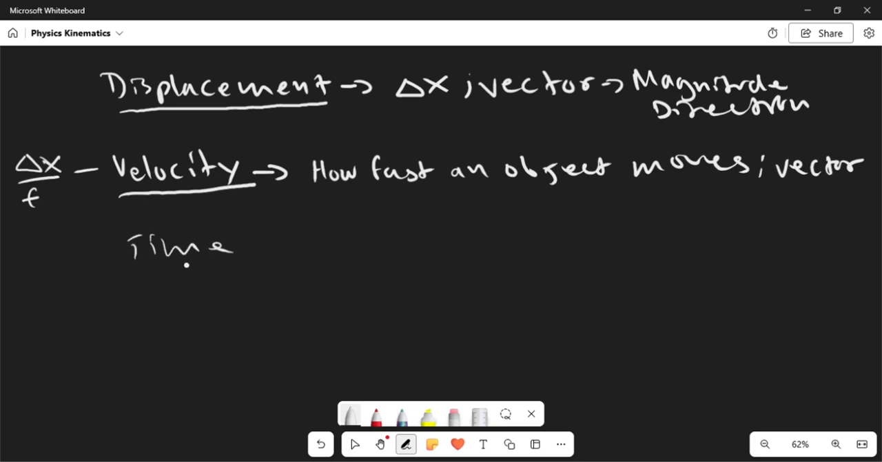Time, in kinematics, we usually measure it in seconds. It could be hours or minutes, but usually you have it in seconds. Usually if you have hours or minutes, you probably need to convert it into seconds. But for now, we're gonna use seconds, okay?